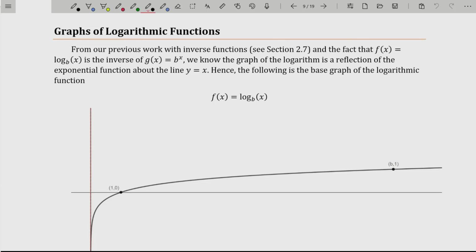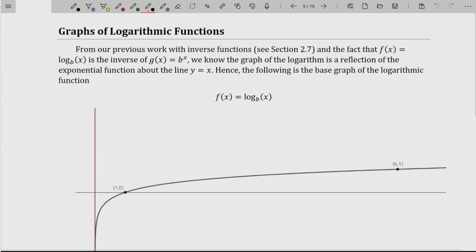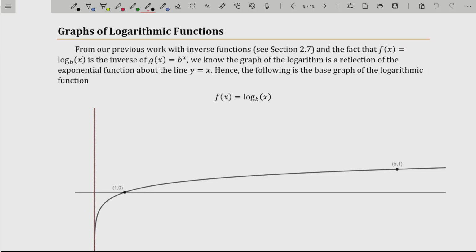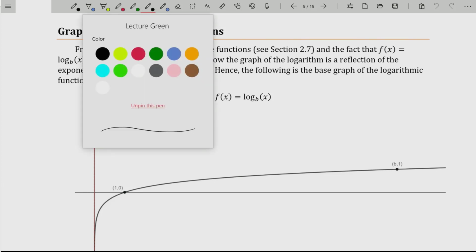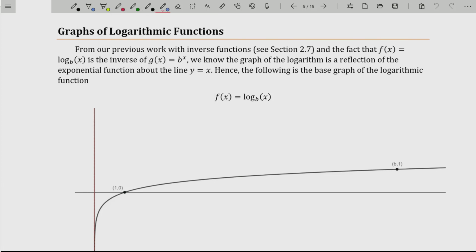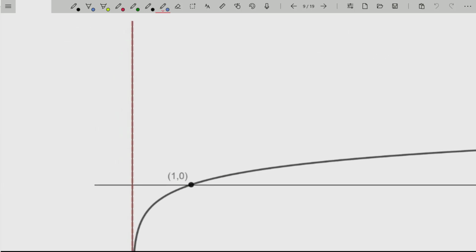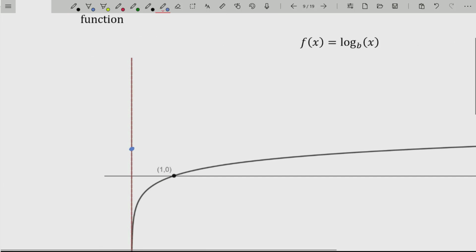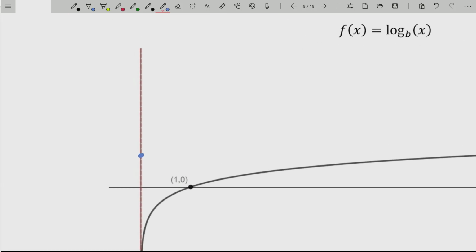That is, every time you're asked to graph the inverse of a function, all you really need to do is reflect that function about the line y equals x. Let me showcase that here, because I think it's worthwhile. I'm going to use the color blue for this. If I were to graph b raised to the x, it would look like this.